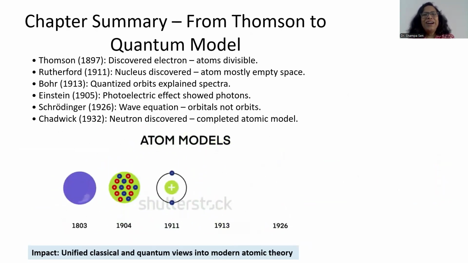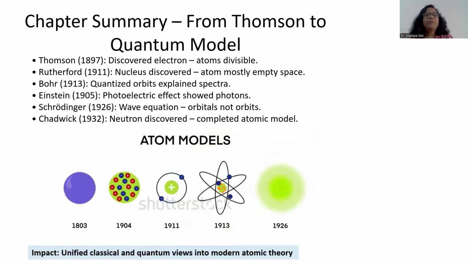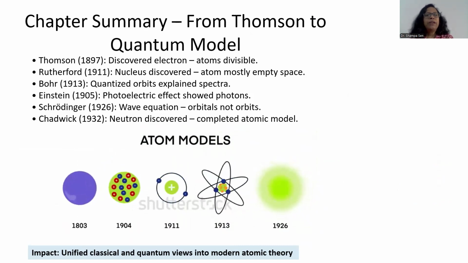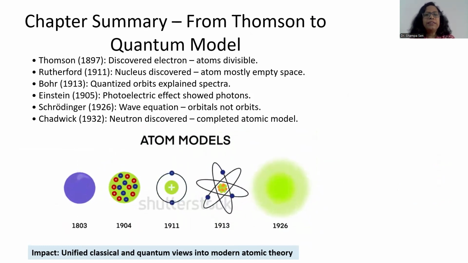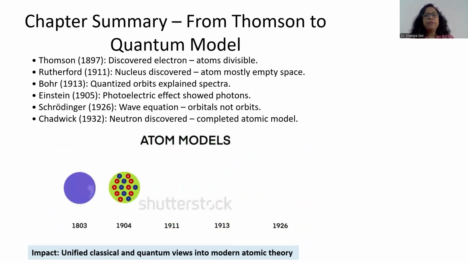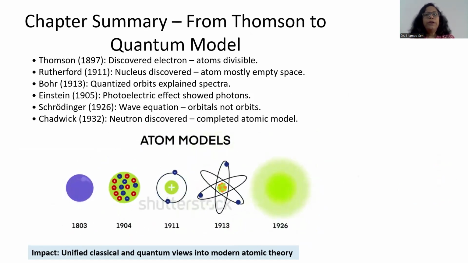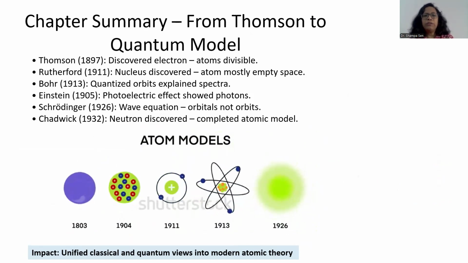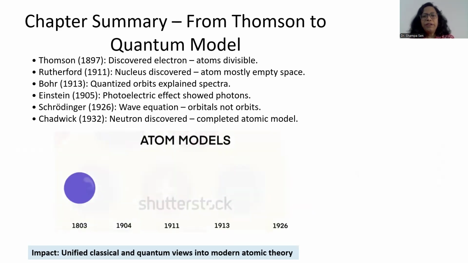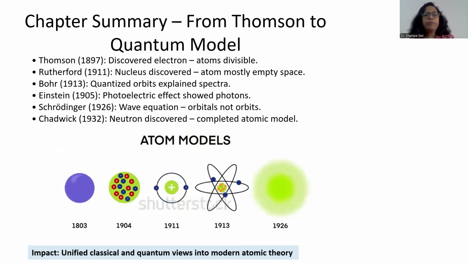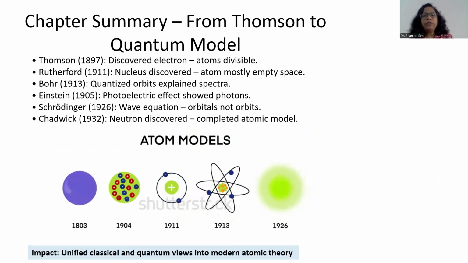So our chapter summary. Let us view the whole modern concept from Thomson's model to the quantum model. Thomson in 1897 discovered the electron, so atoms were found to be divisible. Then Rutherford discovered the nucleus in 1911, so the atom is mostly empty space with a dense nucleus inside. Then Bohr came up with his model in 1913: quantized orbits explained hydrogen spectra.